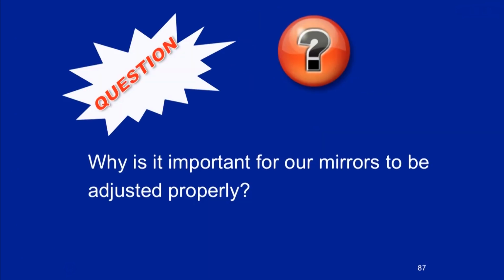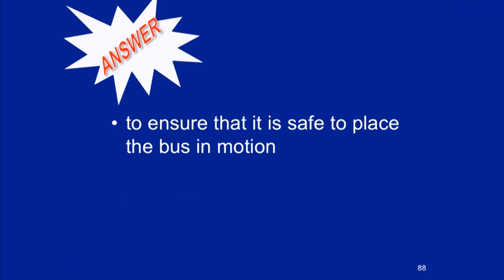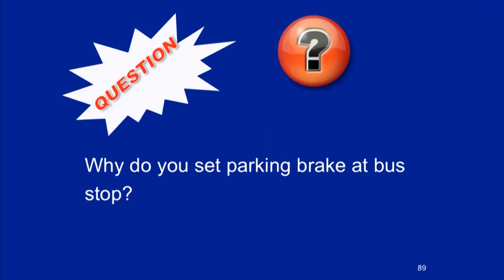Okay, why is it important for our mirrors to be adjusted properly? To ensure that it is safe to place the bus in motion. So again, by law, you must be checking the mirrors. You need to check it on your approach. You need to also check those mirrors before you pull away from a bus stop and come back into traffic. So the mirrors have to be adjusted properly so you can make sure you see what you need to see.